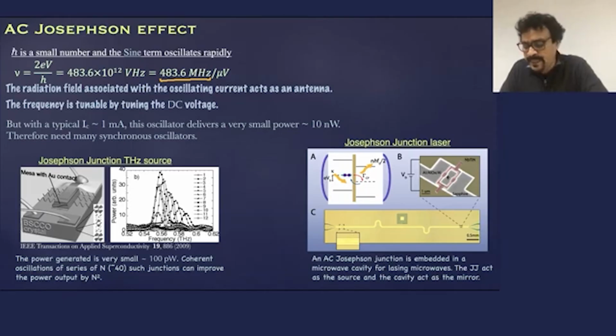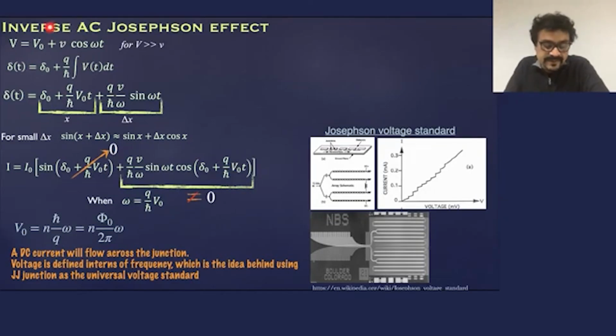And now let us move on to another effect which is related to this AC Josephson effect, that is the inverse AC Josephson effect, okay. So in this case, what we have is a Josephson junction under the action of a DC plus AC voltage. You have V0, that is your DC term, and this is your AC term.